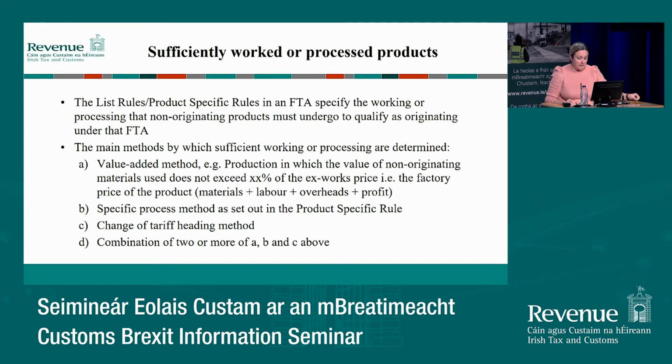And a change of tariff heading is probably the most common method used. This means that the processing must be sufficient to change the commodity code of the product from one heading to another. So for example, a raw hide that has been manufactured into shoes will change commodity heading. Now again, that's not a specific example. You would need to consult the specific rules. It's just to try and make the concept a bit easier. And there was a separate session on classification which might be of interest to you in looking at commodity codes. And finally, you can use a combination of the value-added, specific process and change of tariff heading methods together.